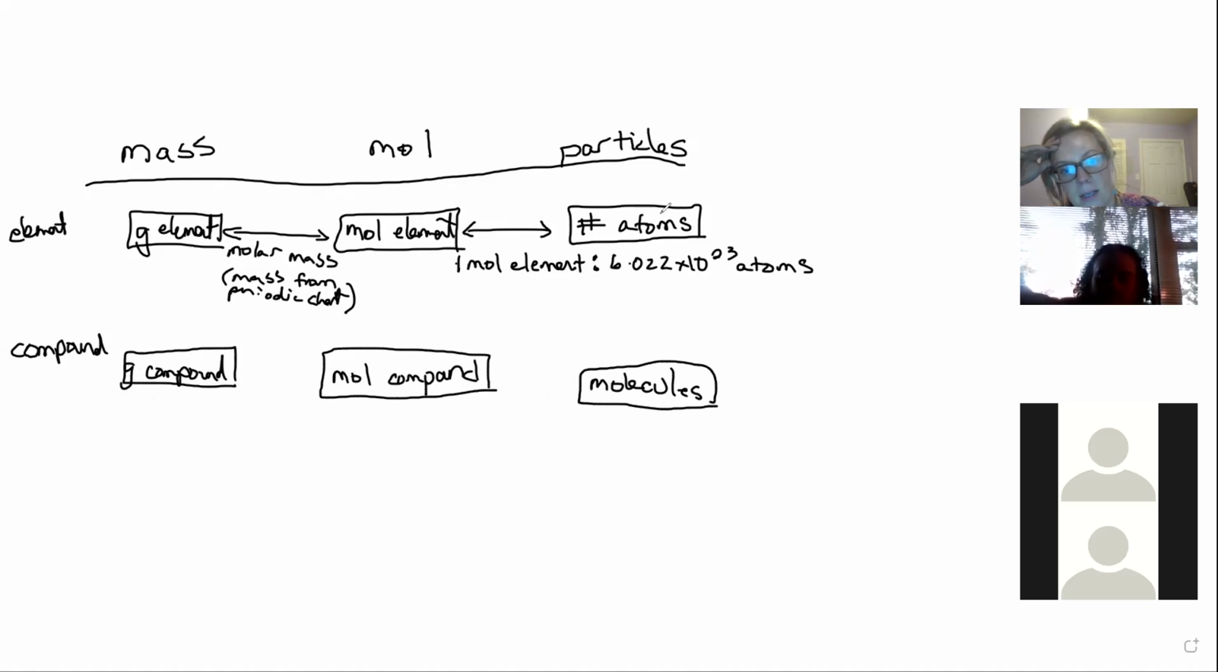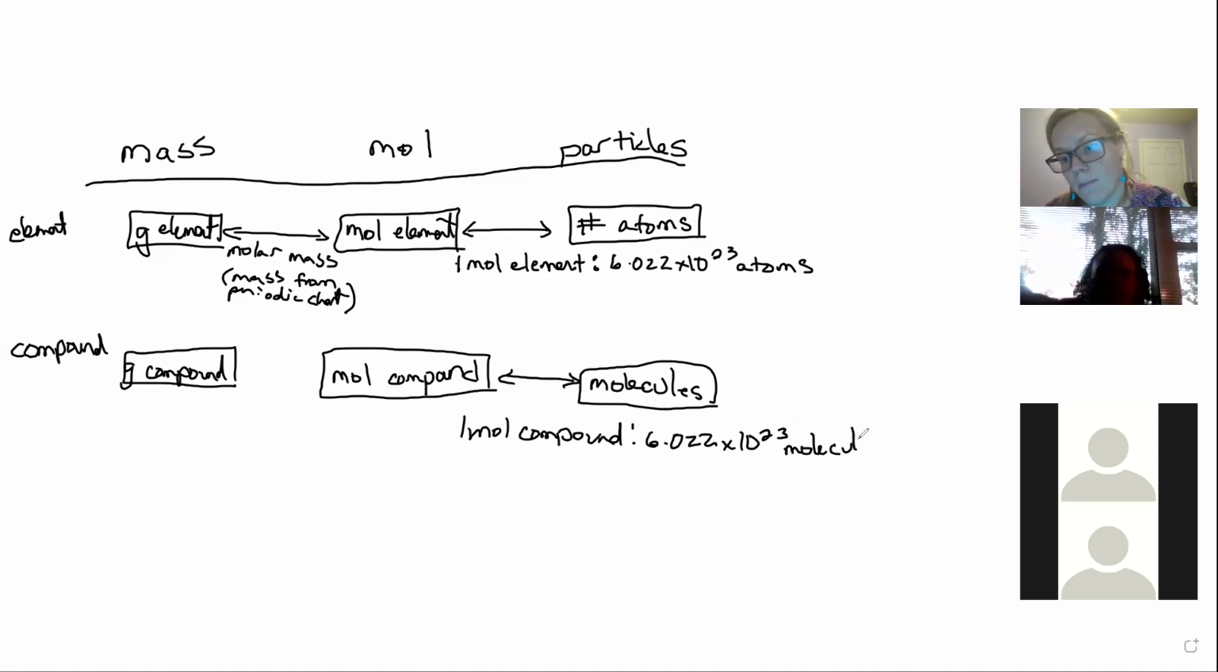The difference really between here and here, I mean, it follows similar patterns, but the top flow chart is for a single element. The bottom one is for a compound. So this step here is the same as this Avogadro's number, except it tells us that 1 mole of the compound, whatever that compound happens to be, is equivalent to 6.022 times 10 to the 23rd molecules. Because what's the most basic particle of a compound? It's a single molecule, or this can also be a formula unit. And when I say formula unit, I mean like NaCl or Al2(SO4)3, something that is ionic.